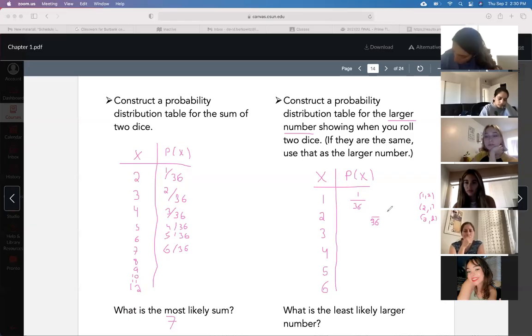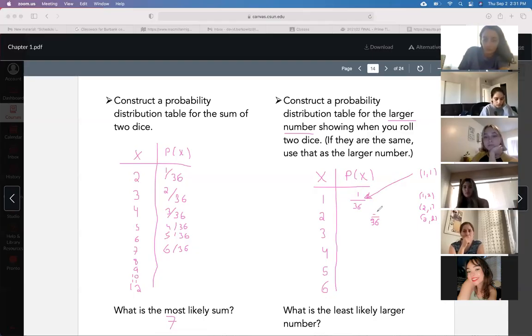No. 'Cause I heard someone say 4 earlier. Would 1 and 1 count? Well, the larger number for 1 and 1 will be 1. Right? If it's 1 and 1, the larger number is 1. That's where this one came from. Right? For 2, there's only 3 ways of the larger number being a 2.